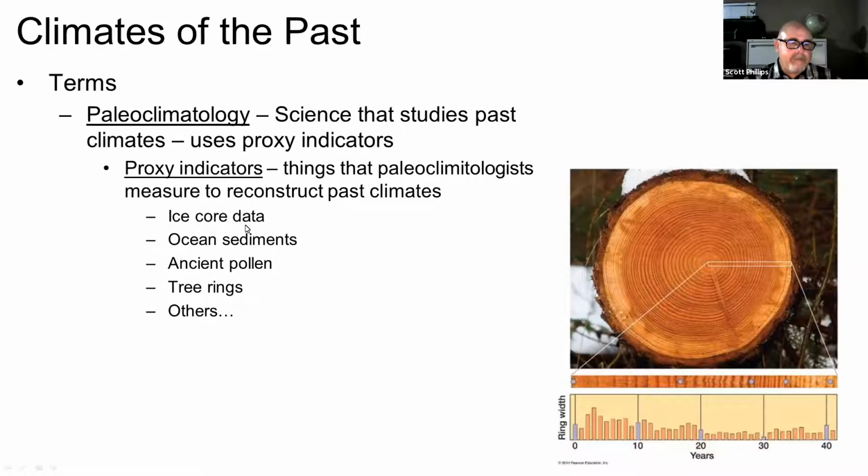And the reason there are multiple ones is that different ones let you go further. Some are more detailed than others. Some maybe are less detailed, but you can look further back. So there are strengths and weaknesses for these different kinds of proxy indicators.